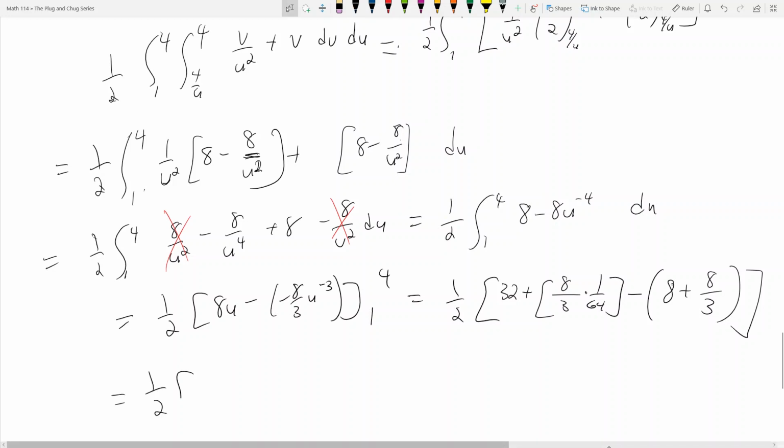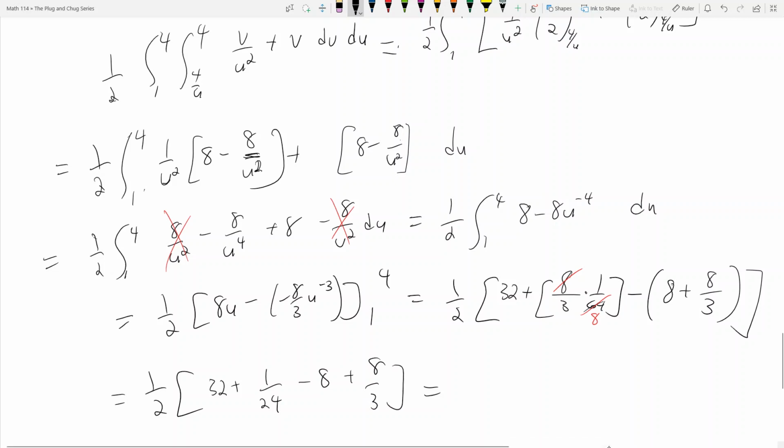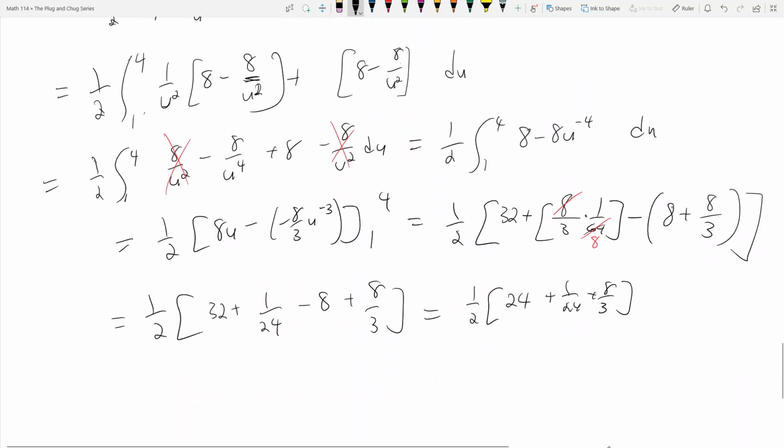And then this is 1/2, right? So what do I get? I get 32 plus 8 and 64. They do some canceling. Let's use a different color. So that cancels, that cancels, this becomes 8. So it's 32 plus 1 over 24, and then minus 8, and then plus 8/3. So that's 1/2 of 24 plus 1 over 24 plus 8/3, and this guy right here, what is he?